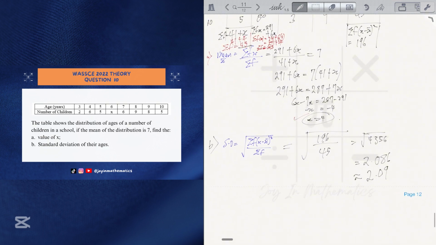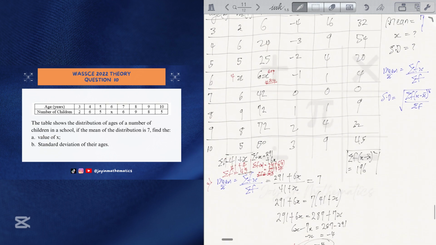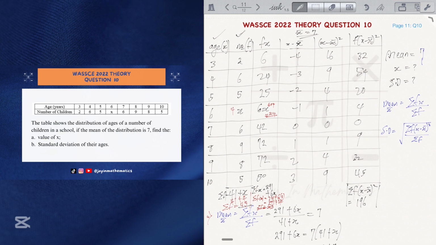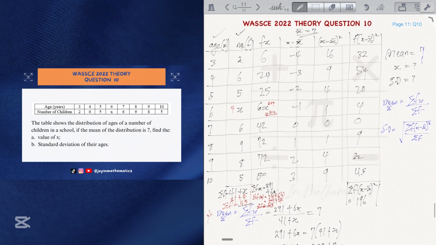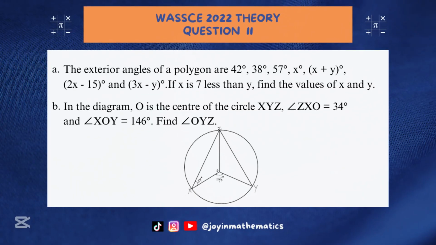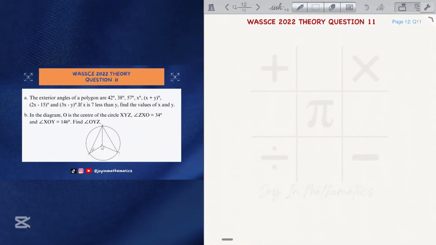So we can see now that everything that we did in this question basically was this table. You can have a question that asks you to find the mean deviation, the variance, or even the range of a distribution. All you have to do is apply the formula and use the components of the table to solve the question. Now let's solve question 11. Now let's proceed further to question 11.